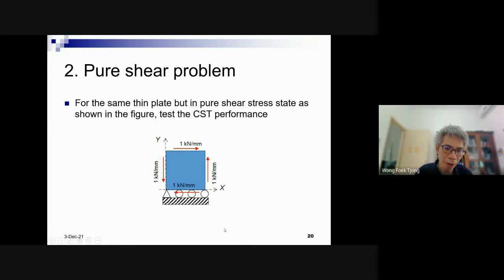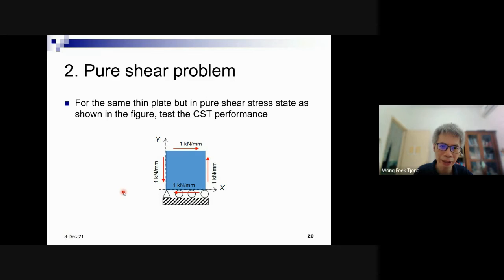Any questions from the previous example? Example 1, the pure tension problem. Now let's continue with the second example: the same body but a different force, so also different boundary conditions. It's subjected to pure shear, like this. We have shear force here, here, on this side, this one, all 1 kilonewton per millimeter.